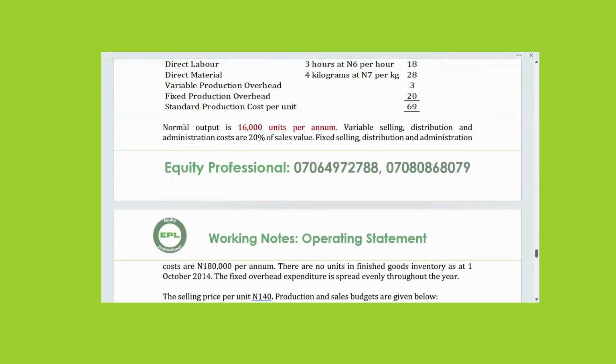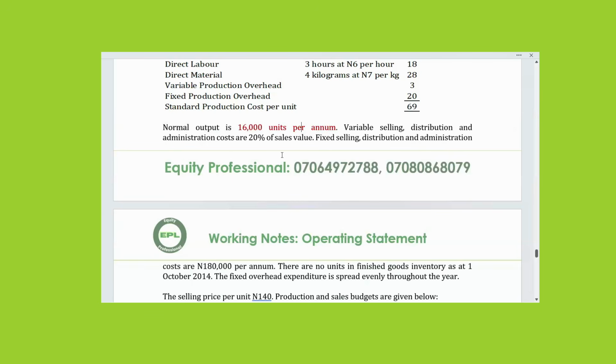Then, according to the question, you are given normal output. Remember, we are using marginal costing technique. So under marginal costing technique, fixed production overhead will remain constant because it is not part of production cost. And of course, because it is based on the budgeted output. So according to the question, budgeted output is 16,000 units per annum. Pay attention to this, please.